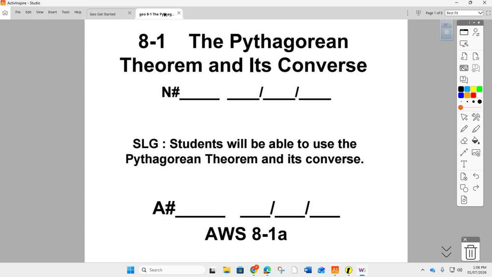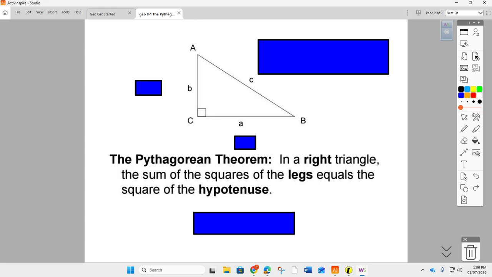Okay, so we're going to get started. I said we're going to work with right triangles. We're going to work with the Pythagorean theorem and its converse. You can think about using the Pythagorean theorem two different ways: using it and then using its converse. The Pythagorean theorem says that in a right triangle, the sum of the squares of the lengths of the legs equals the square of the length of the hypotenuse.